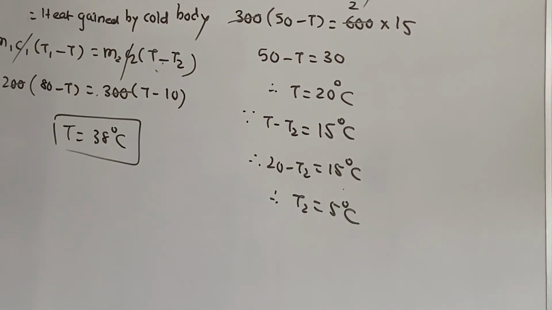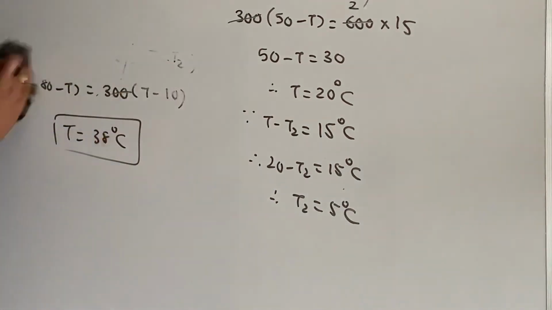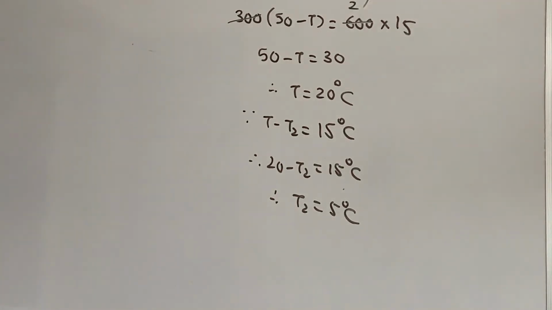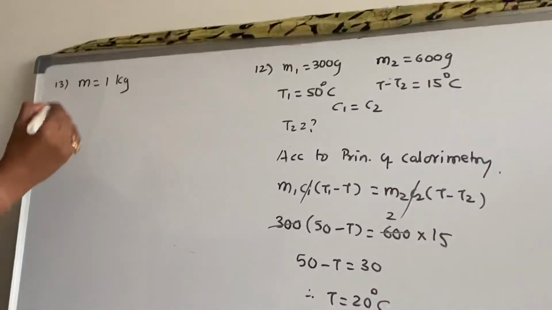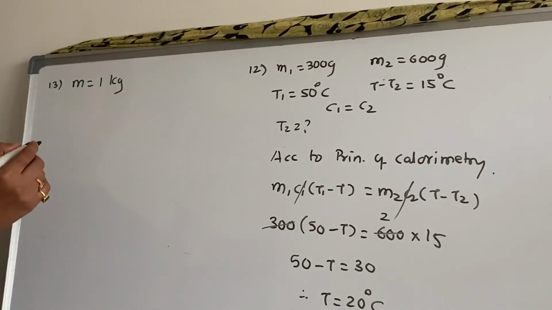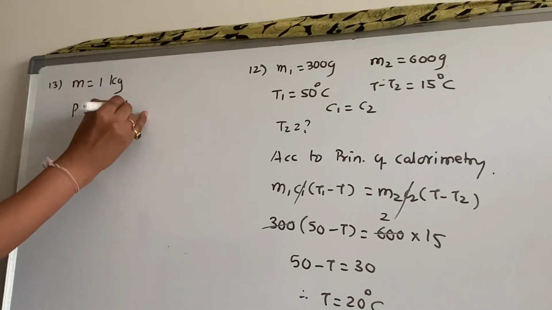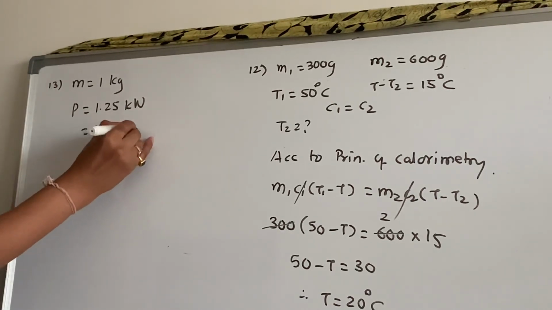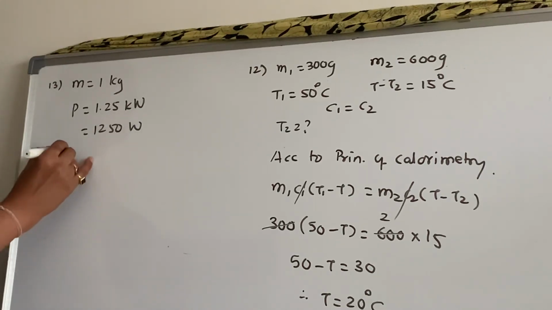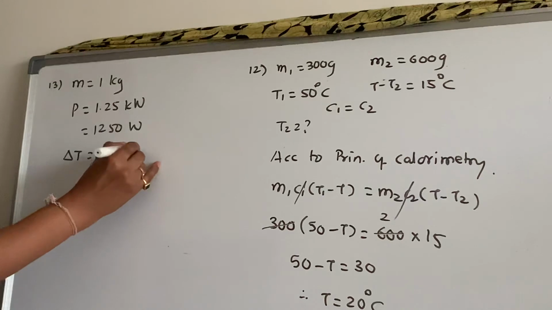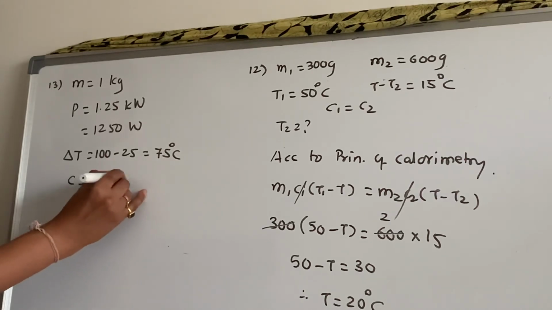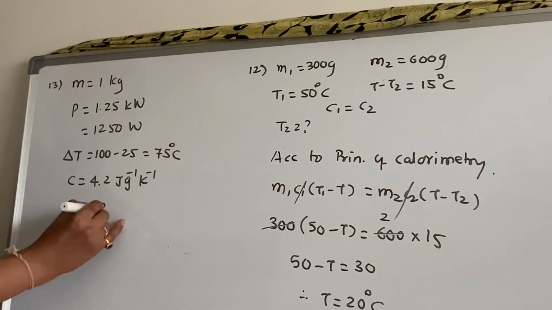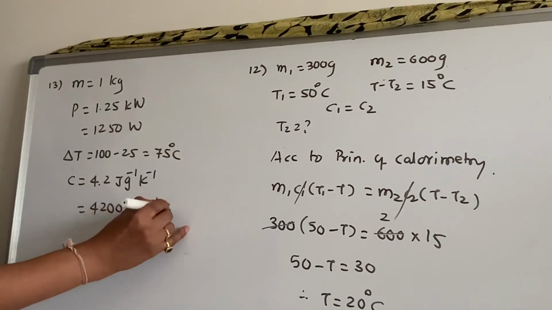Now we'll go with the last sum of this chapter, of this part. Now check, what is the last question? Question 13: a 1 kg mass of water is contained in a 1.25 kilowatt kettle, that is, power is given as 1.25 kilowatt, which is 1250 watt. Then delta T is 100 minus 25, which is 75 degrees Celsius. C is given as 4.2 joule per gram per Kelvin, which is 4200 joule per kilogram per Kelvin.